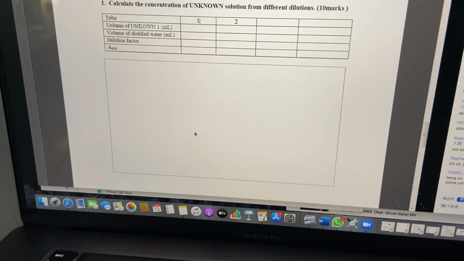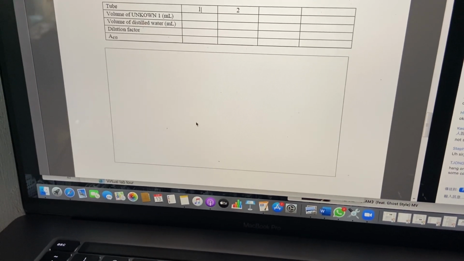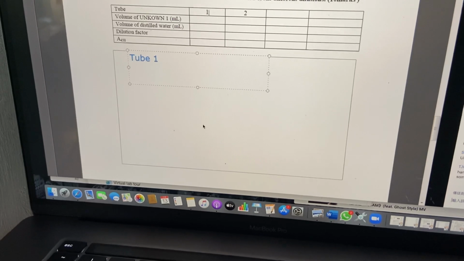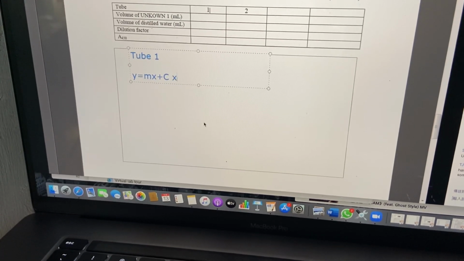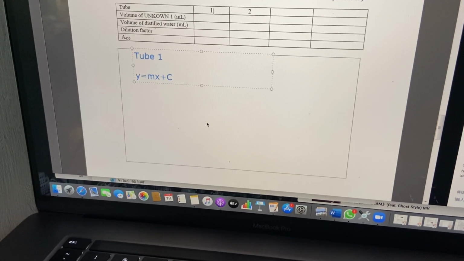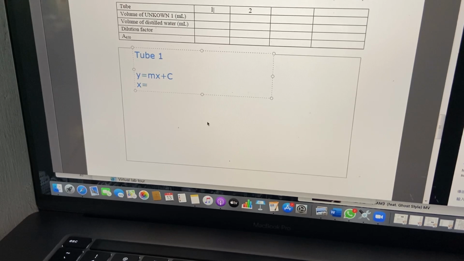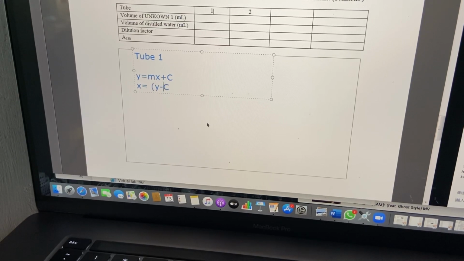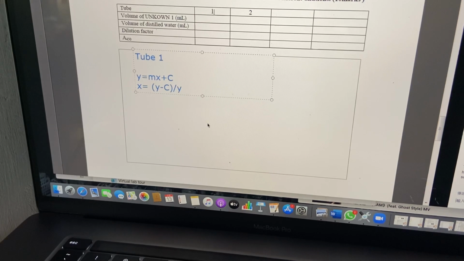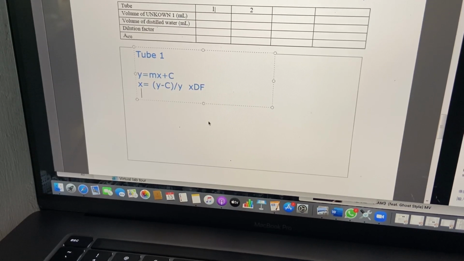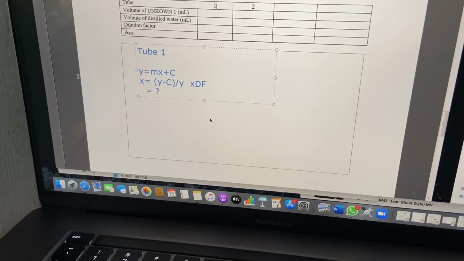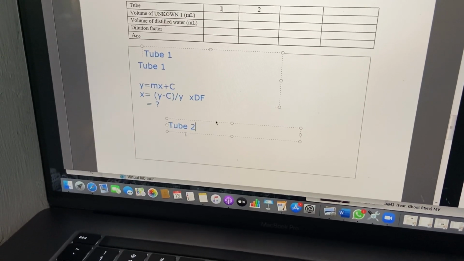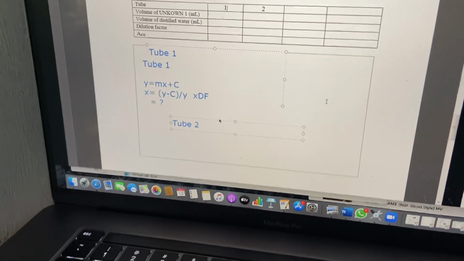So this is the tube 1. You need to show 2 calculations, okay? The tube 1, and then y is equal to mx plus c, and multiply the DF, so you get x is equal to y minus c over m, and then multiply by DF, that's it, and then your result. Okay, get it? So the tube number 1, and then tube number 2, exactly the same thing. So you need to show me 2 calculations, right? So up to here, any question you want to ask me?